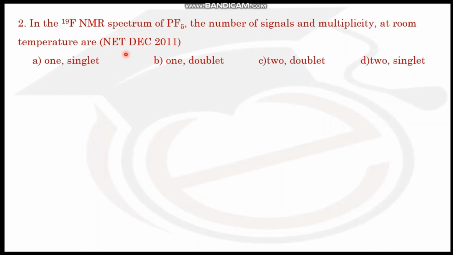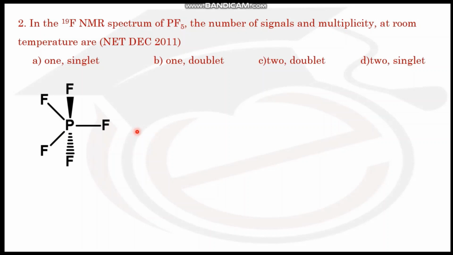So first we should know the structure of PF5. It is trigonal bipyramidal. Three fluorines are in one plane, one fluorine is above the plane, and the other is below the plane. In other words, there are three equatorial fluorines and two axial fluorines. So we expect two signals, one due to axial fluorine and the other due to equatorial fluorine.